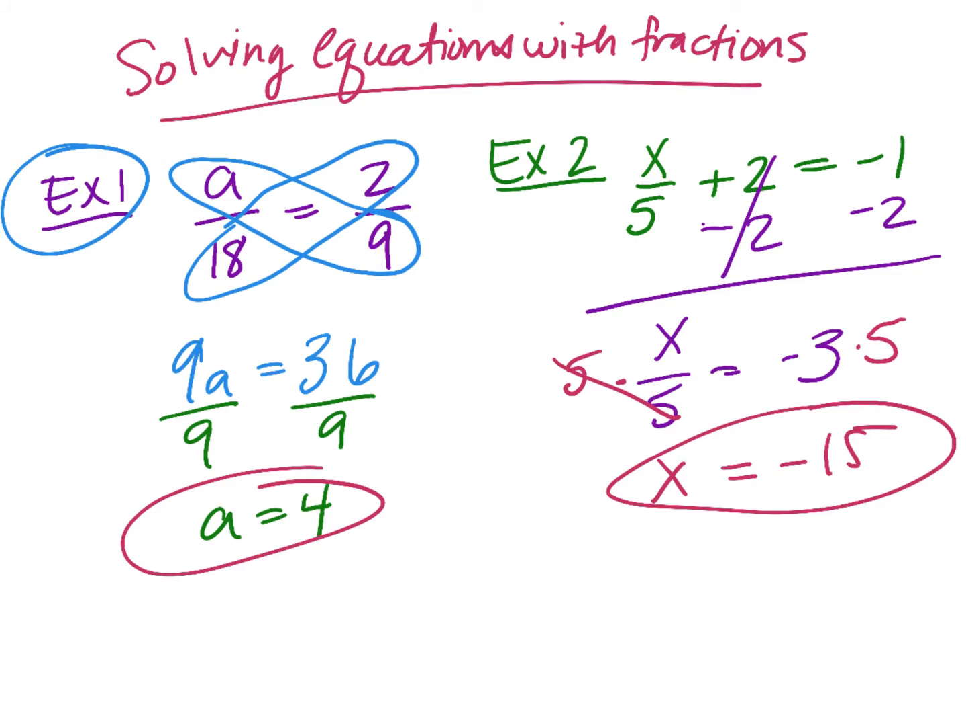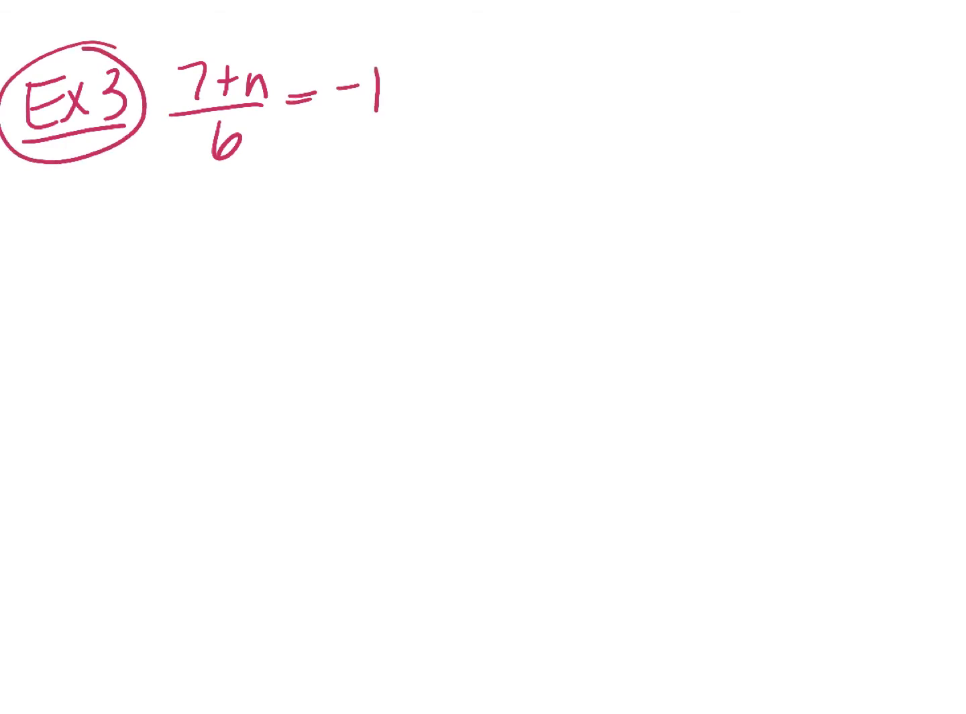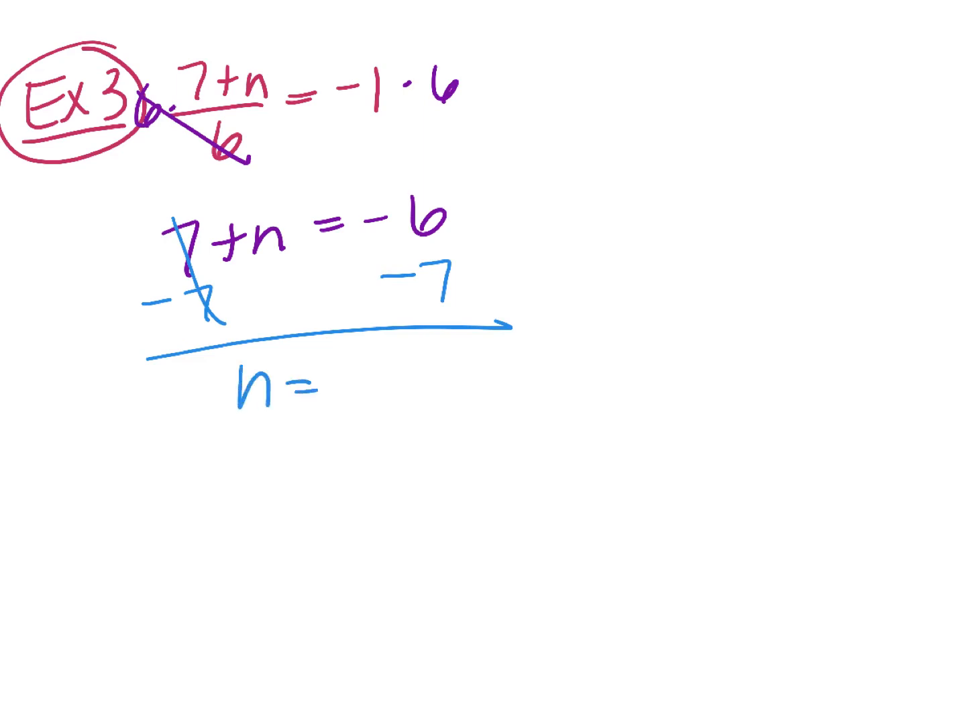Hopefully this is making a little bit of sense to you. Make sure you have these down. We're going to try a few more. All right, example 3 is 7 plus n over 6 equals -1. So on this one, we can't get rid of anything first. We have to deal with the fraction first. So in order to get rid of the fraction first, we need to times by 6 on both sides to get rid of it. So then we have 7 plus n equals -6. Now we solve for n, subtract 7 on both sides. So n equals -13.